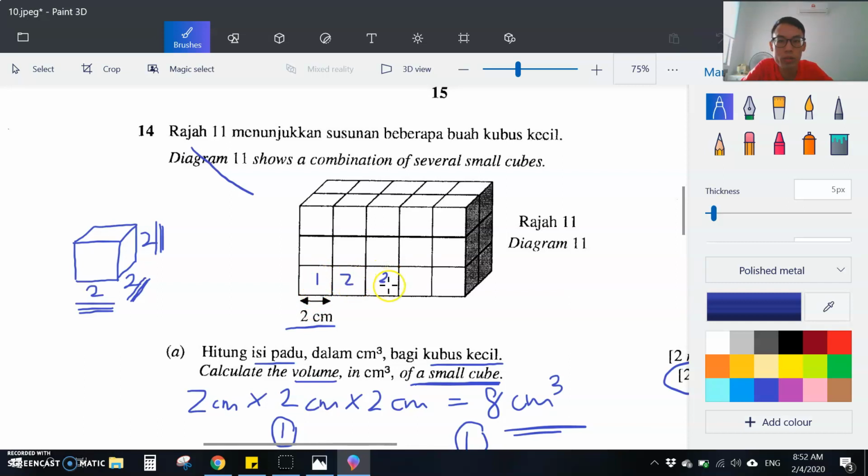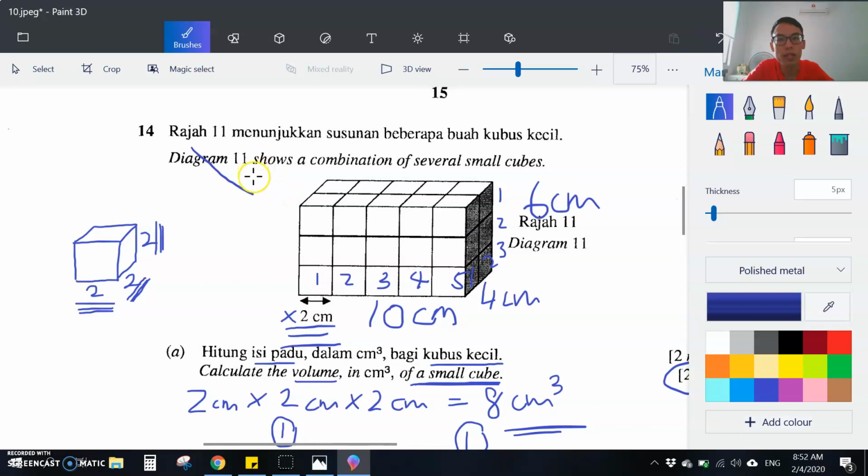1, 2, 3, 4, 5. So 5 times 2 is 10. So the length of this whole diagram is 10. What about the width? There are 2 here. 1, 2. So 2 times 2 is 4. So the width is 4. What about the height? There are 3 here. 1, 2, 3. 3 times 2 is 6.